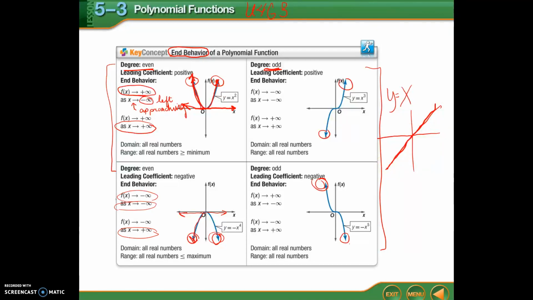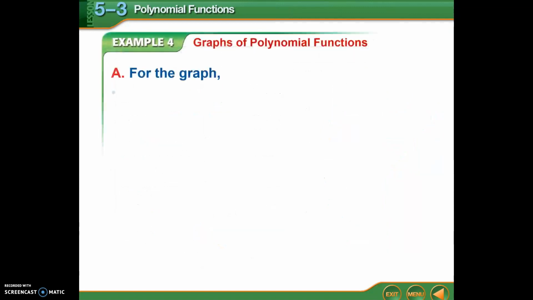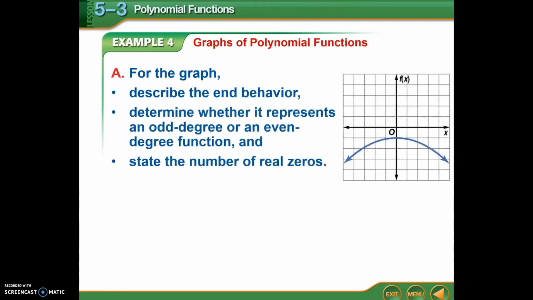All right, so let's look at one. Not too difficult, just a different way of looking at it. We're doing 3 things. 1, we're going to describe the end behavior. 2, decide whether it's even or odd. And 3, we're going to state the number of real zeros. The x-intercepts are our real zeros, where it crosses the x-axis. So let's first start with our end behavior.